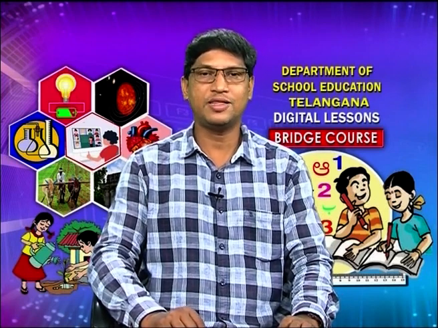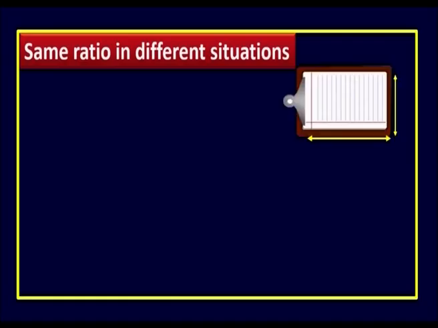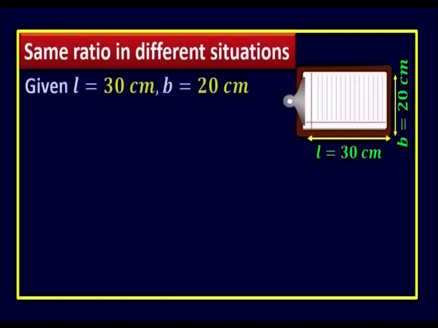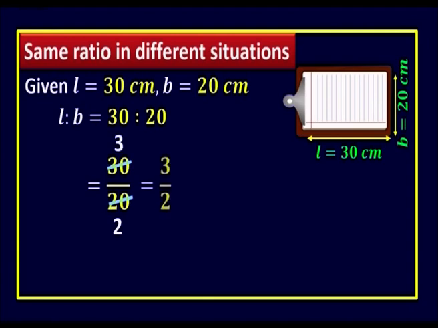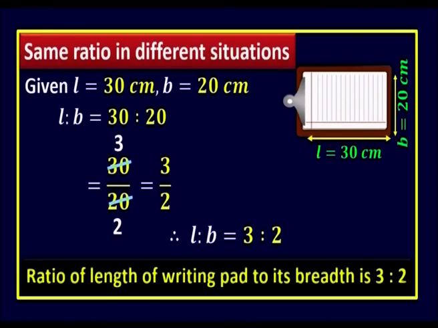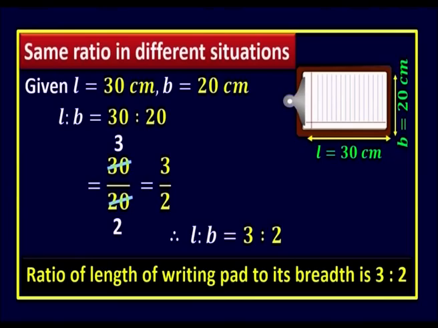Okay, children. So, children, let us see about same ratio in different situations. Let us take an example, children. So, consider a writing pad. The length of the writing pad is 30 centimeters, whereas the breadth is 20 centimeters. Now, let us find the value of L is to B, children, which is 30 is to 20. Now, let us simplify this, children. So, I can write 30 is to 20 as 30 by 20. Now, here I am cancelling with 10. So, here 10 goes in 20 two times, whereas in 30 it goes 3 times, and we get 3 by 2. So, I can write L is to B as 3 is to 2. Hence, I can say that the ratio of length of writing pad to its breadth is 3 is to 2.